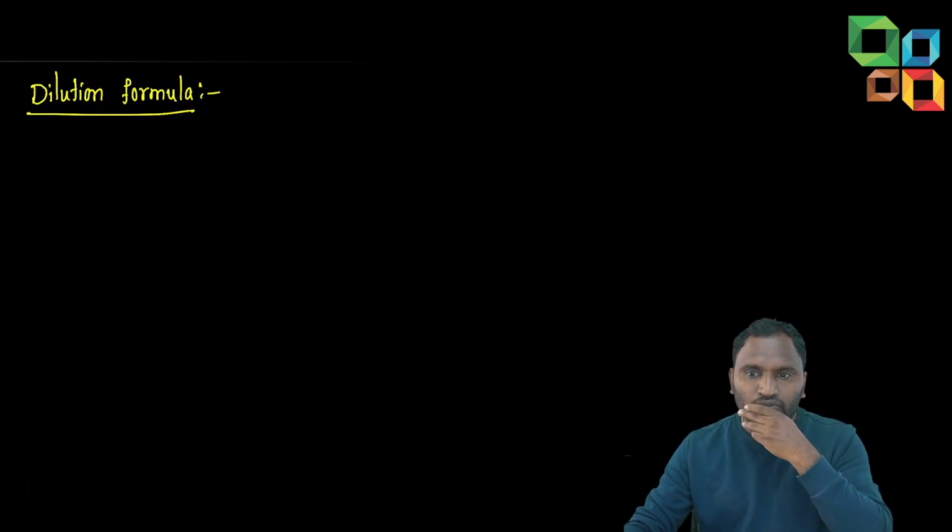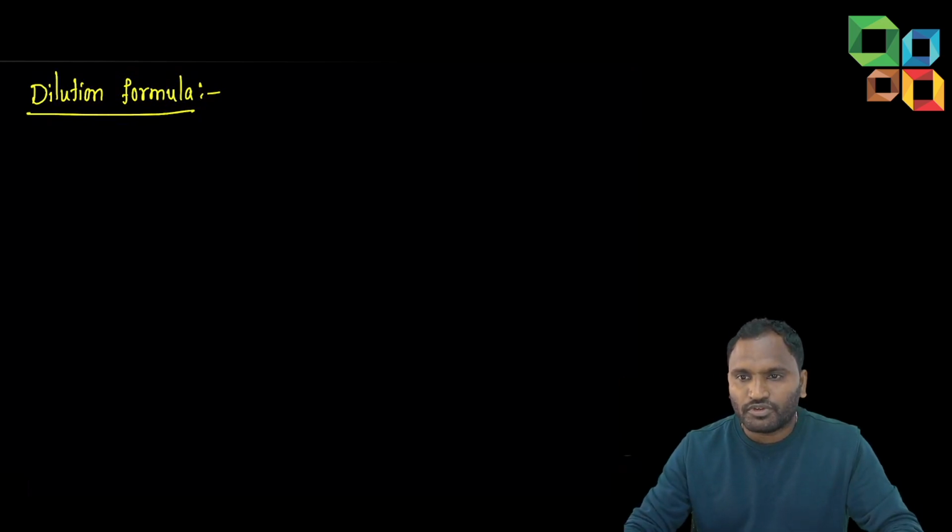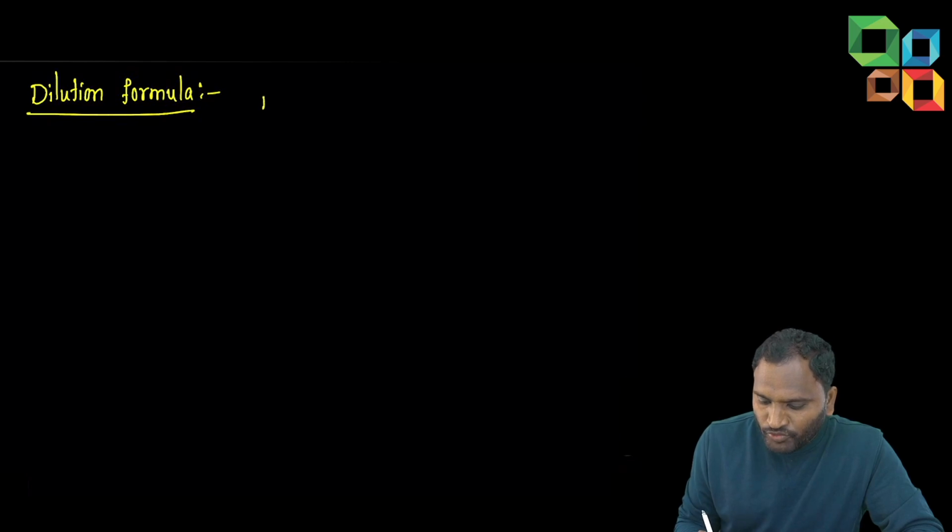Dilution formula, students. Suppose if you want to convert a higher concentrated solution to a lower concentrated solution, you can use this formula. What is that formula? M1V1 is equal to M2V2.